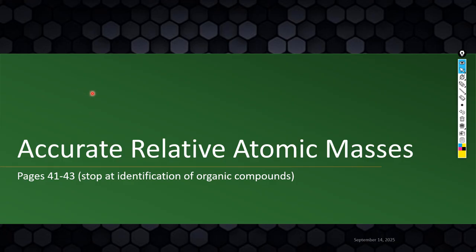We're going to be looking at accurate relative atomic masses, which is a continuation of a topic that we did in honors chemistry, where we looked at how to calculate the atomic mass of a compound or an element based on its isotopes. Now, in this section of the chapter, we're going to go more in depth into that and not just look at how we calculate the atomic mass, but also how do we figure out the relative isotopic masses of the isotopes as well as their percentages.